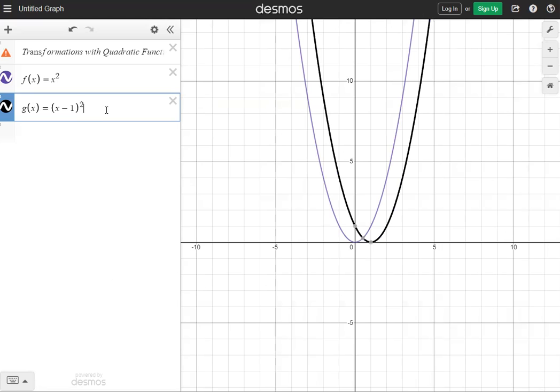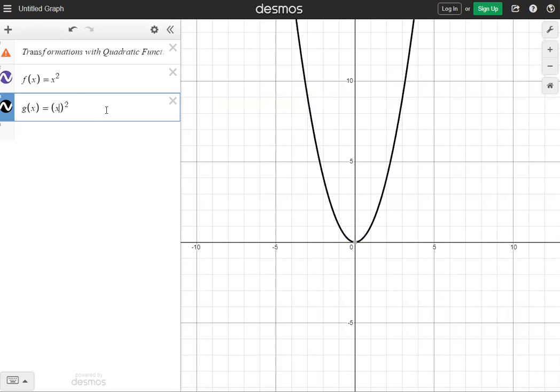I am going to get rid of all these transformations and go back to the original x squared, removing the parentheses too. So now I have 2 functions and they're basically the same thing because they're both f of x equals x squared and g of x equals x squared. And what I want to do now is learn how to stretch a function.